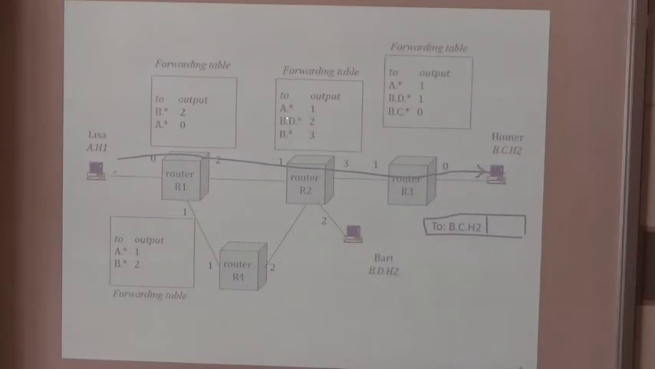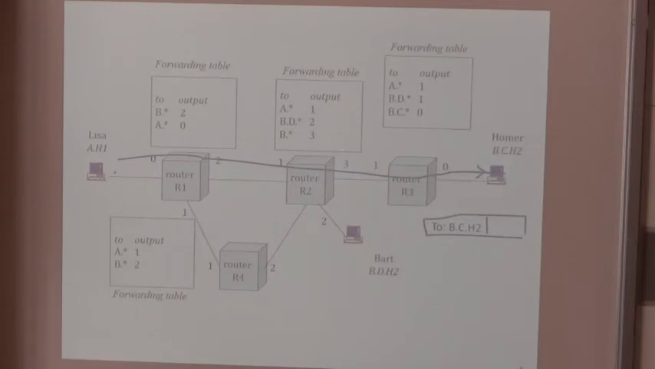Here in this stylized version, I wrote A.star. That means any address that starts with A and has anything after that matches this entry. And we have two entries that start with B, B.D.star and B.star. When this packet came, the destination is B.C.H2. It matches the third line only. So we go to the third line, which says the interface output is number 3. So this packet goes here.